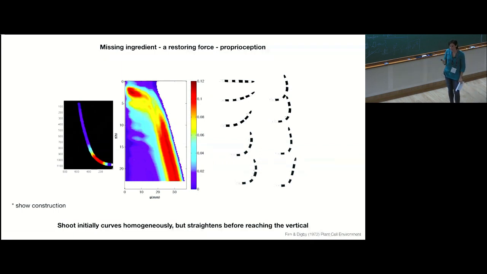Why restoring force? Because gravity, or any stimulus, calls me to bend. There is a stimulus in one direction, I want to bend towards it. But this proprioception means that I don't want to overbend. So it's a restoring force in the opposite direction. These can be two opposing signals.